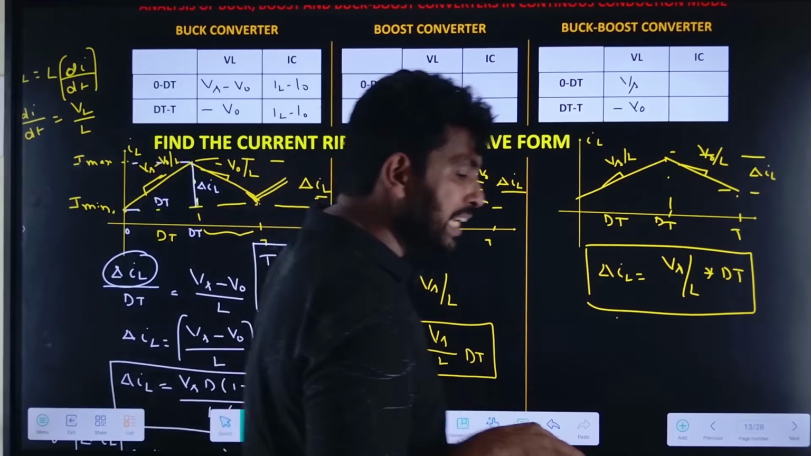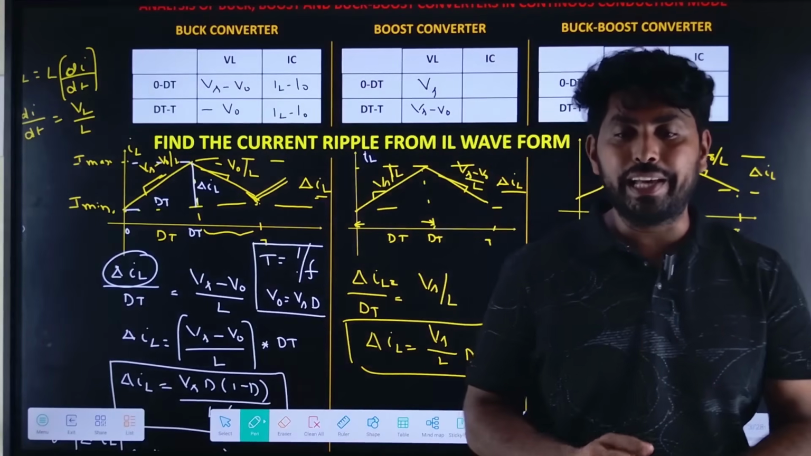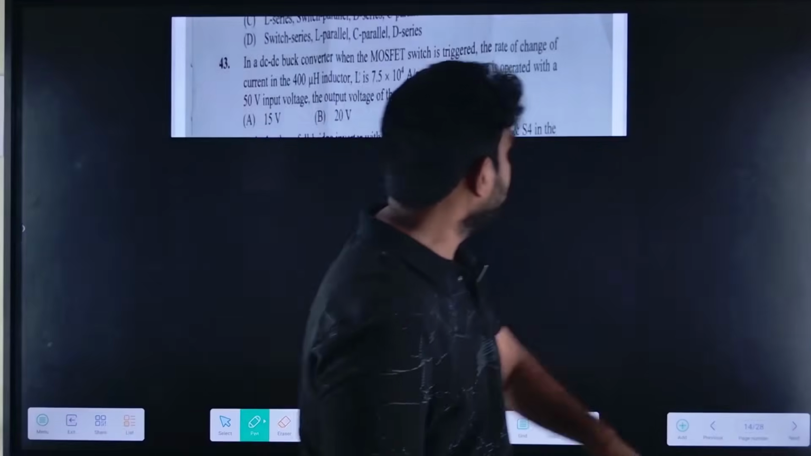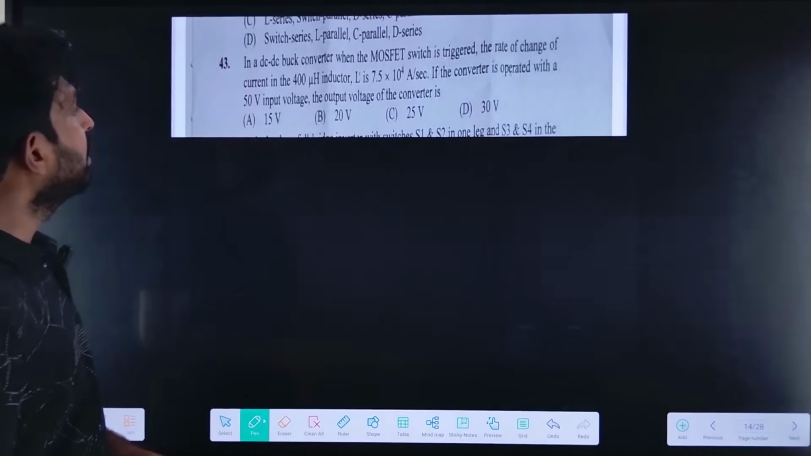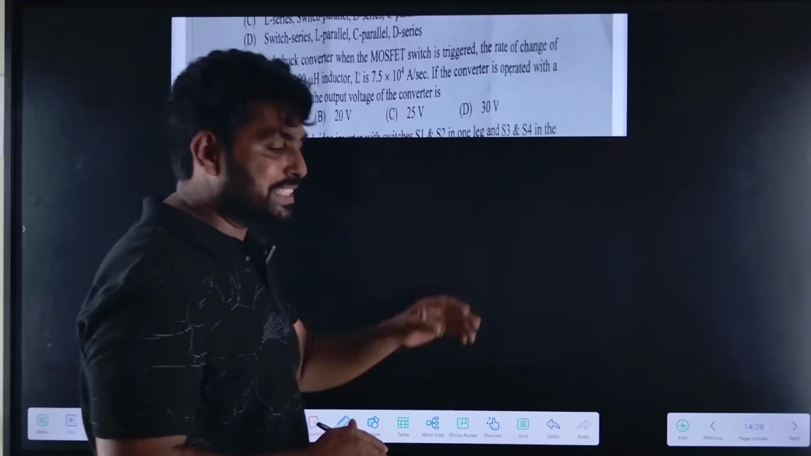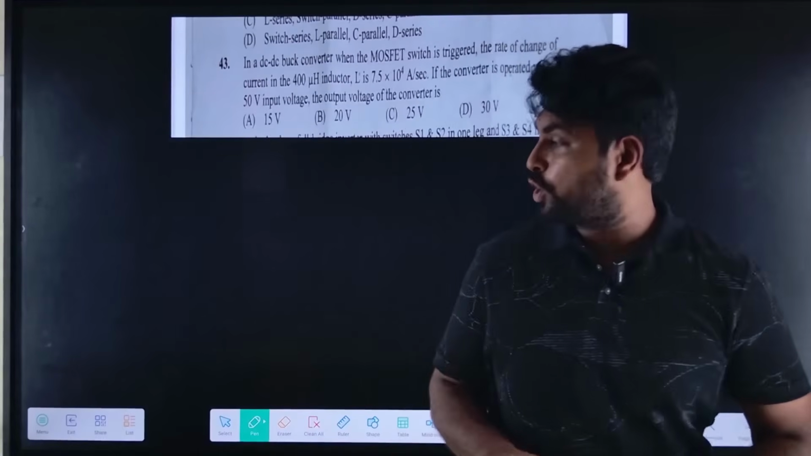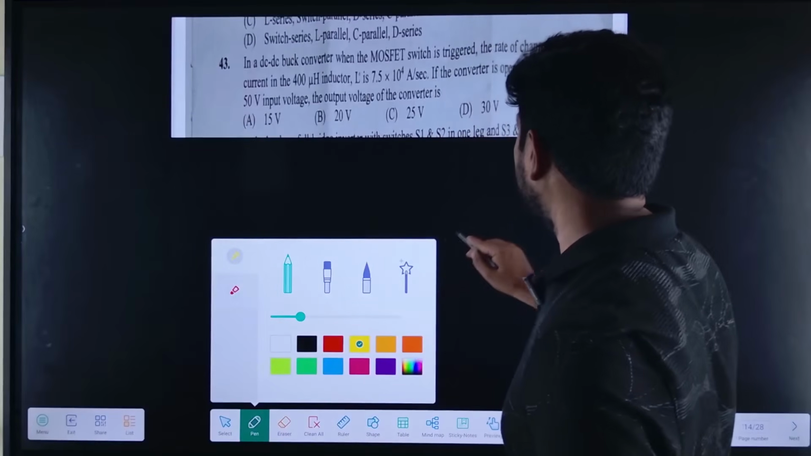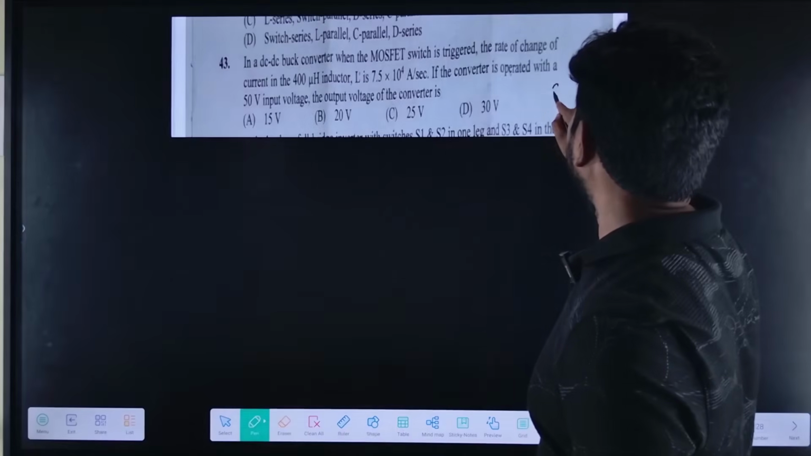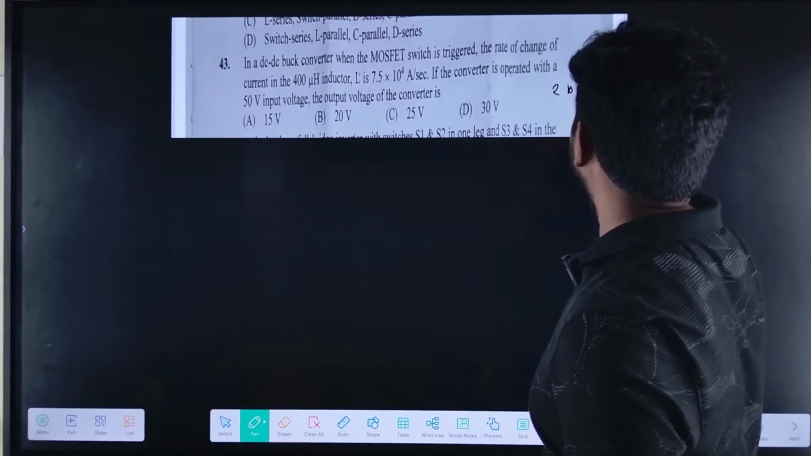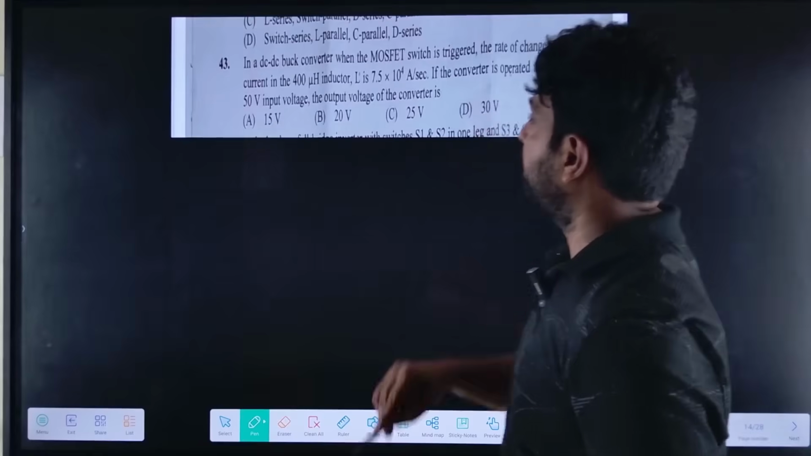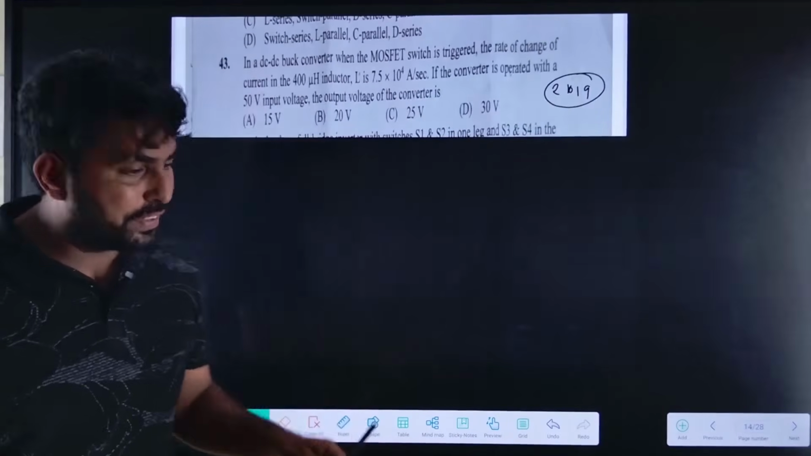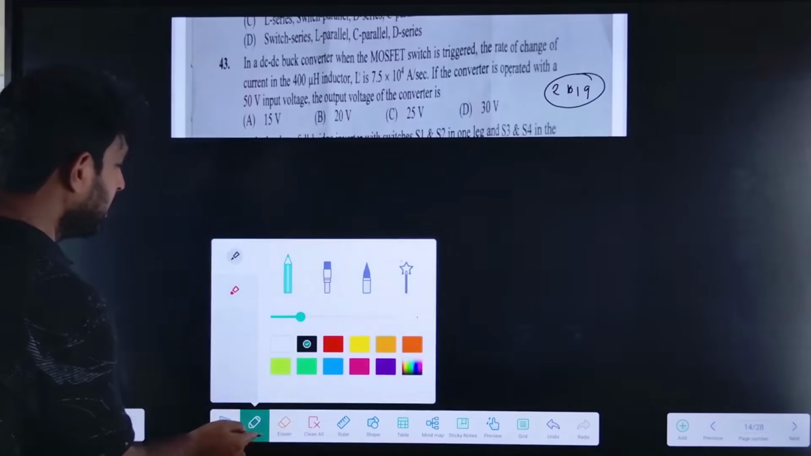Now let us see how this current ripple can be helpful for you. For example, this was asked in a previous year question paper, the AP Transco 2019 paper. What was given? If it is not clear for you, let me read it for you.